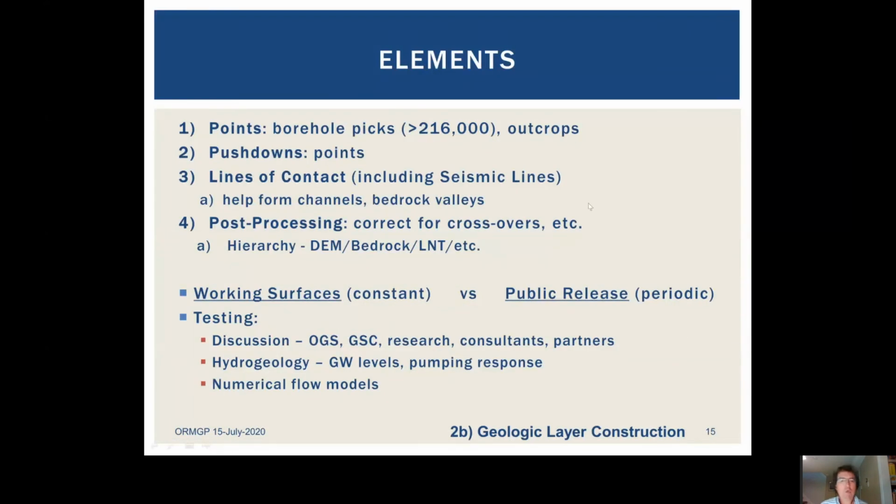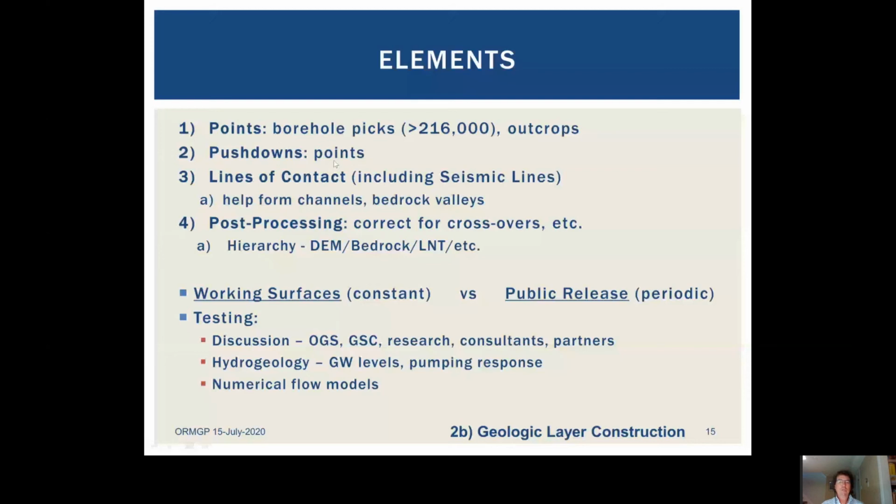So when we render our 3D geologic surfaces, we're incorporating a number of different pieces of information. We're picking formations at boreholes, so these would be X, Y, Z points. We're looking at where, say, bedrock outcrops, making points from that. We have pushdown points, which are basically where we have very deep wells or boreholes that don't intersect rock, but they go below areas where we've interpreted, if you just do a straight Kriging or 3D interpretation, these points suggest that we need to push down the bedrock surface.